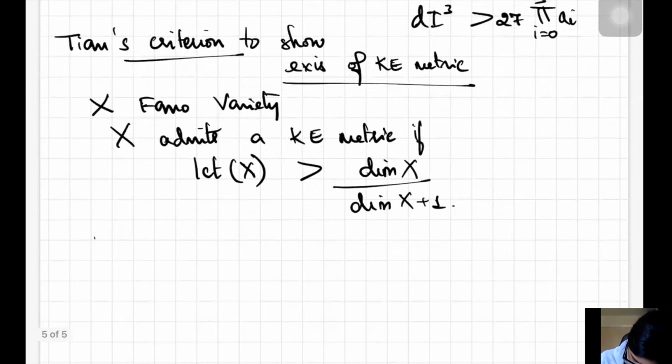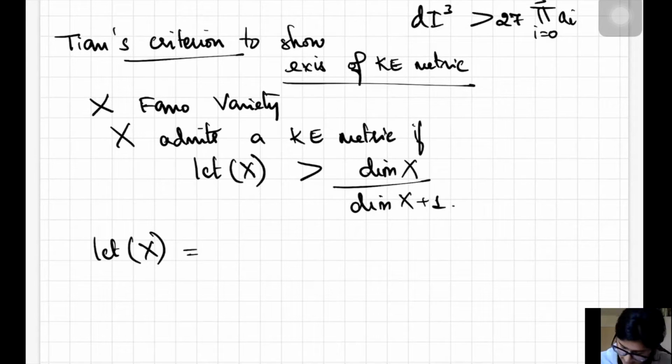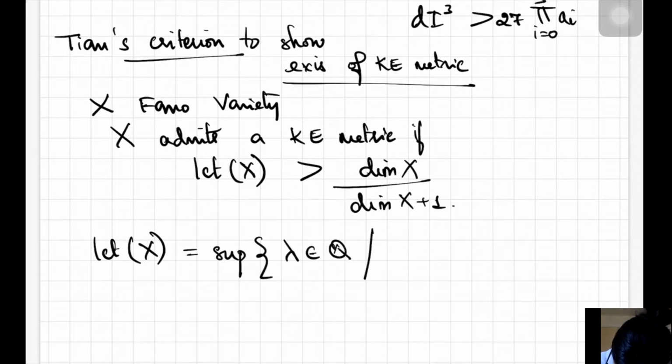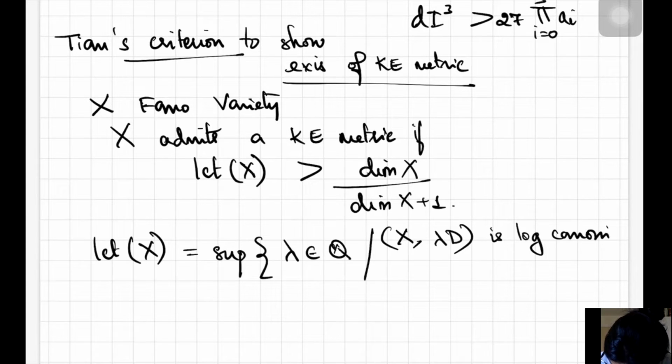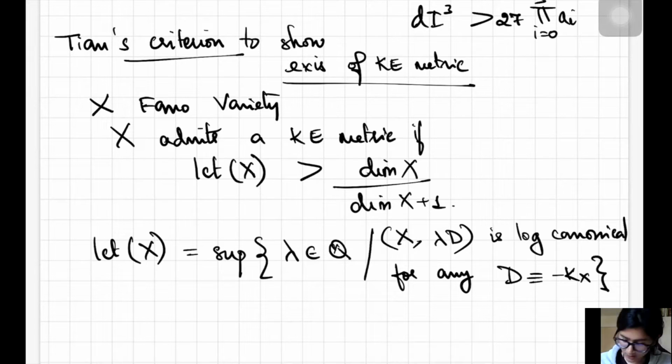And just to tell you what the log canonical threshold is, this is the supremum of all lambdas such that the pair (X, lambda D) is log canonical for any D which is numerically equivalent to minus K. Basically D being any effective Q-divisor.